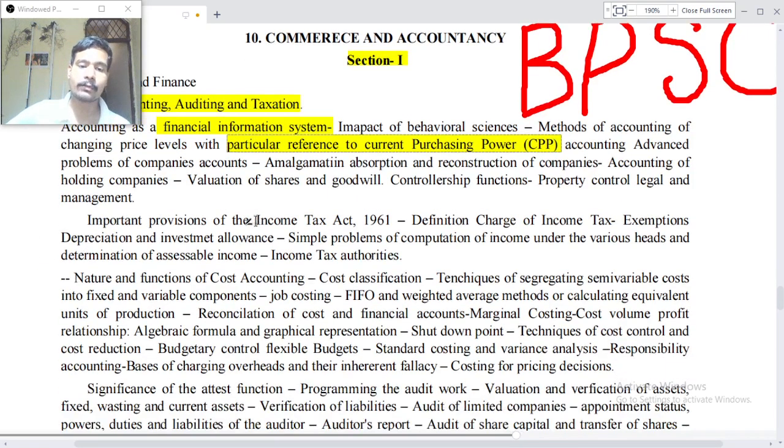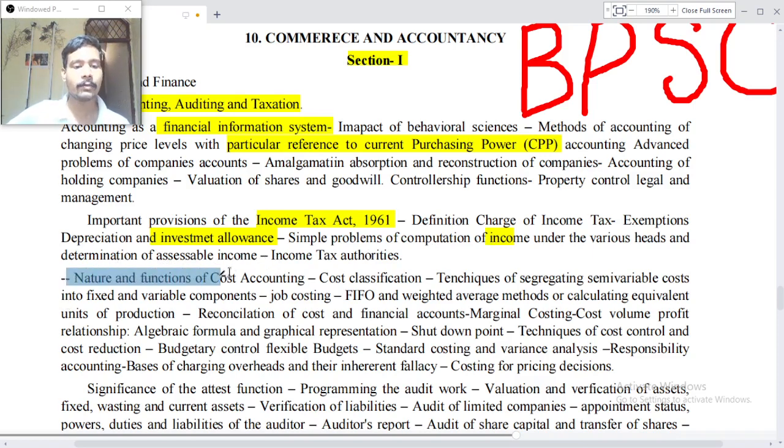Important provisions of the Income Tax Act of 1961. Definition, charges of income tax, exemptions and depreciations and investment allowances. Simple problems of computation of income under the various heads, and determination of assessable incomes, income tax authorities.